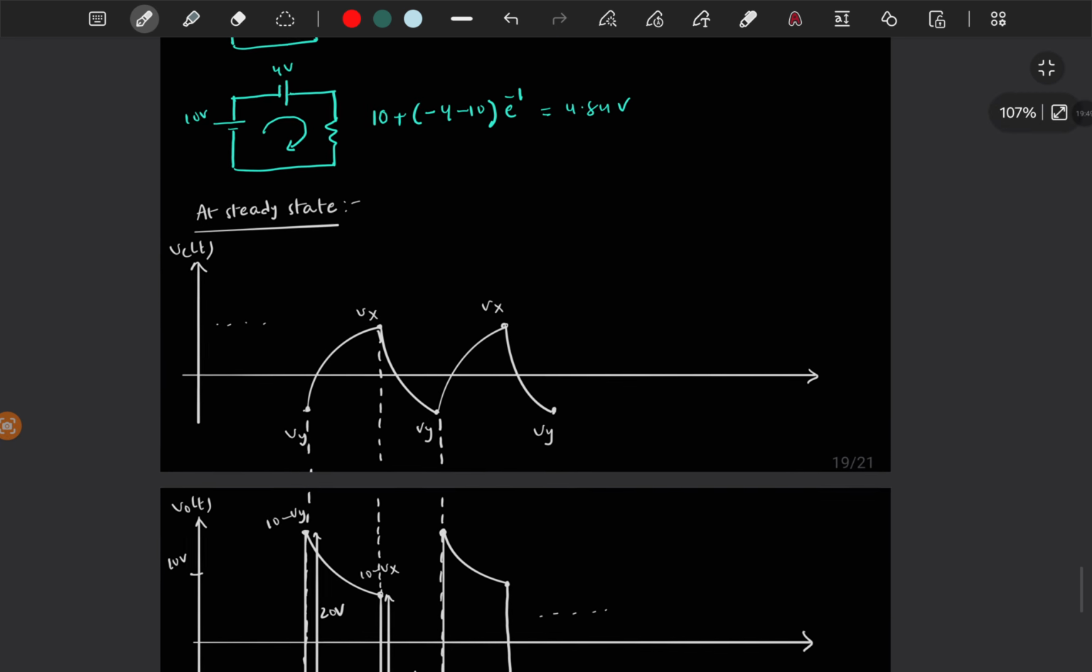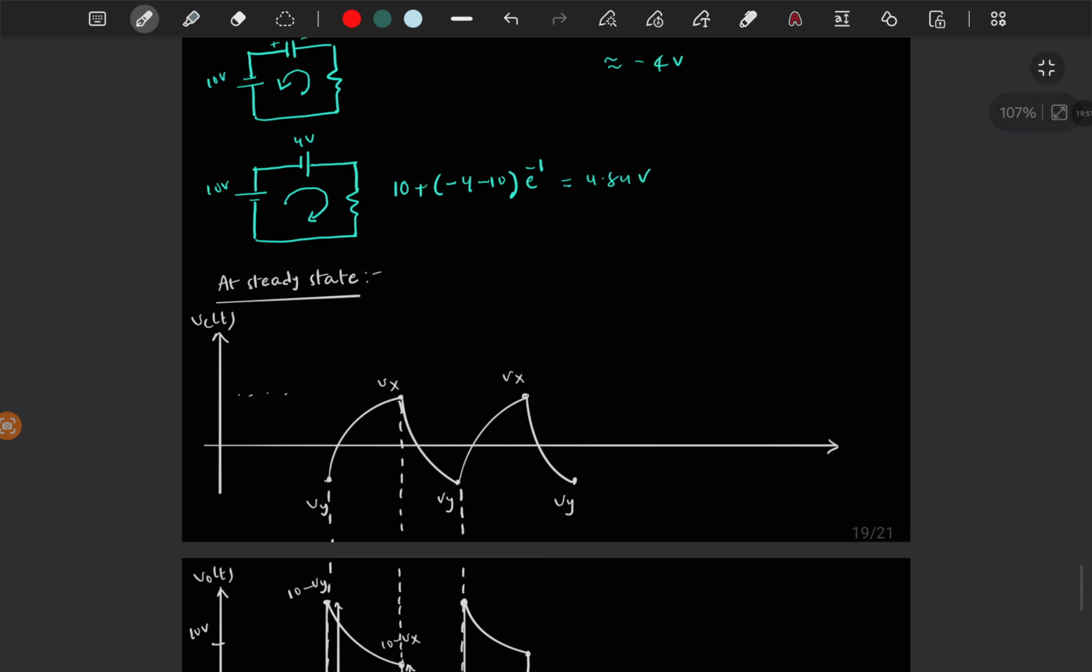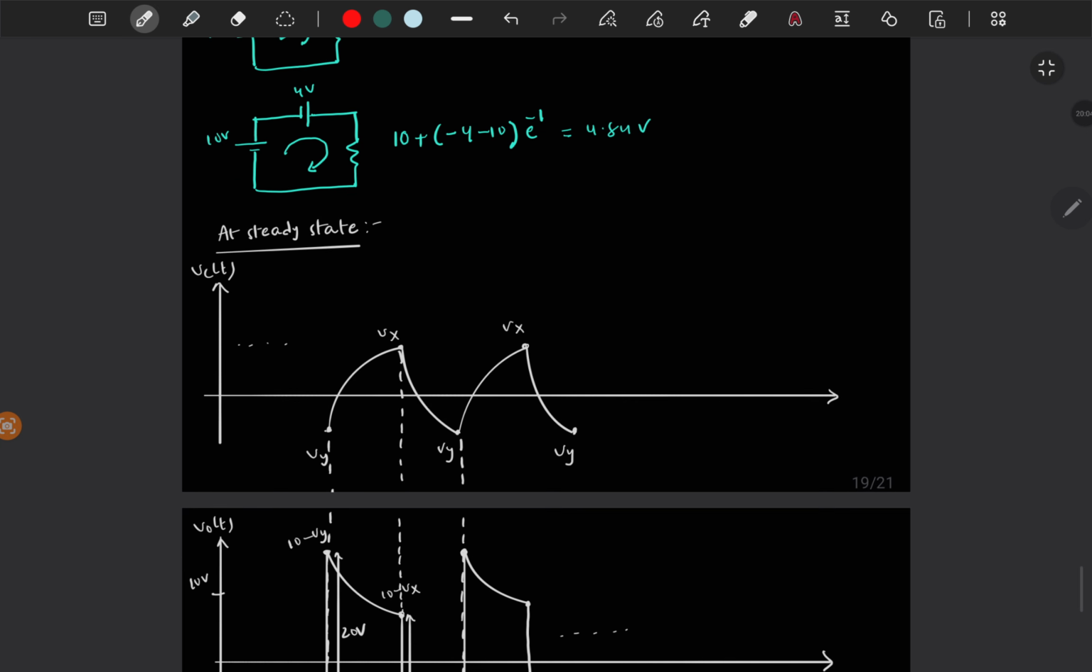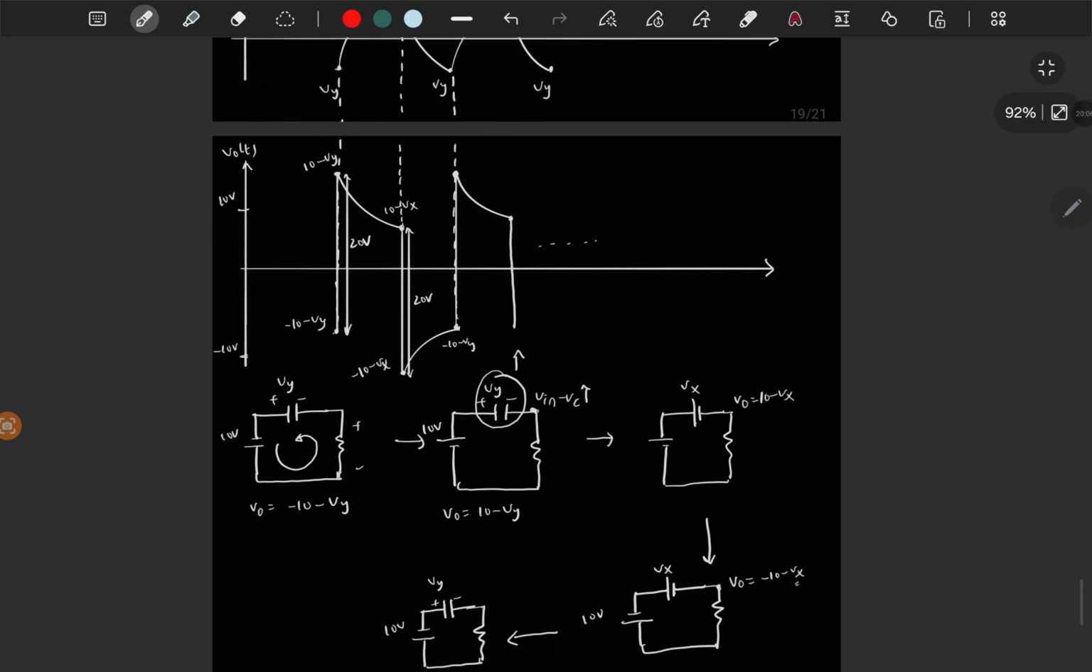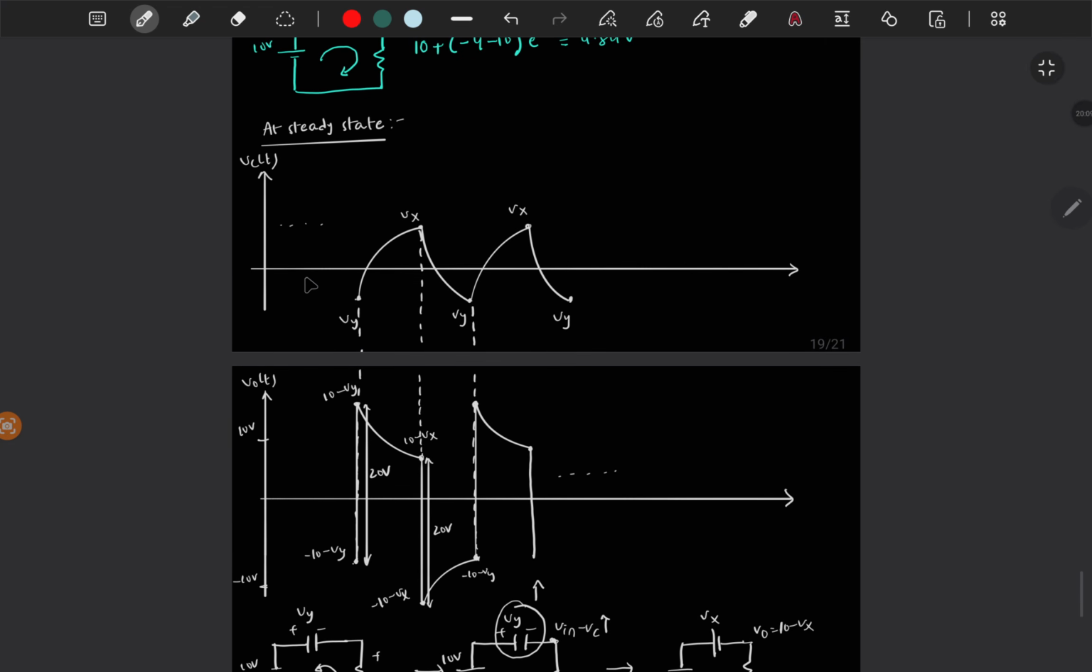And yeah, so how can we find these values? So it is charged to plus Vx and it is charged to minus Vy, or it is charged to Vy in negative polarity and it is charged to Vx. How can we find that? So here the input voltage was minus 10 and here the input voltage should be plus 10, then only it will start charging towards positive direction, right?